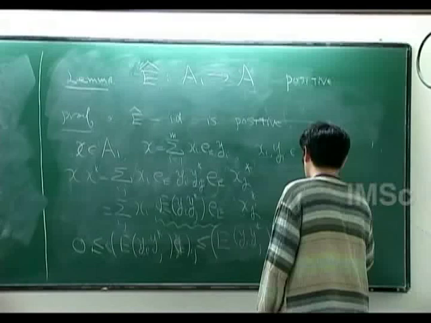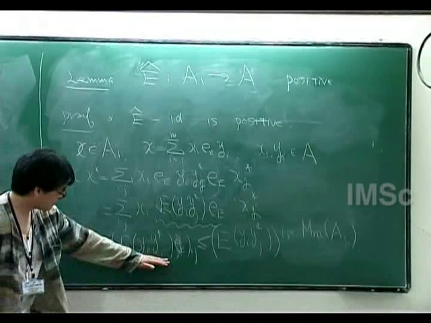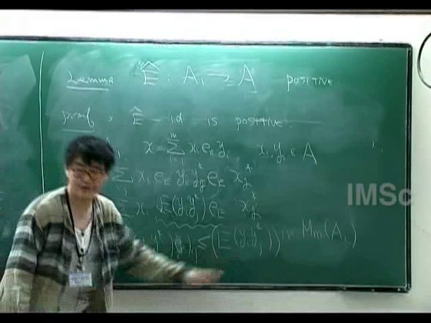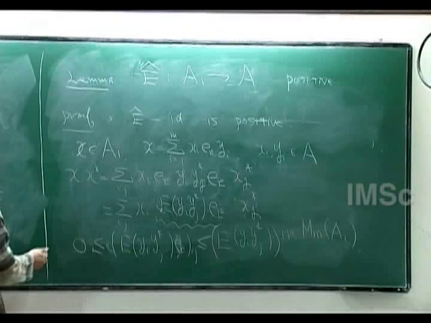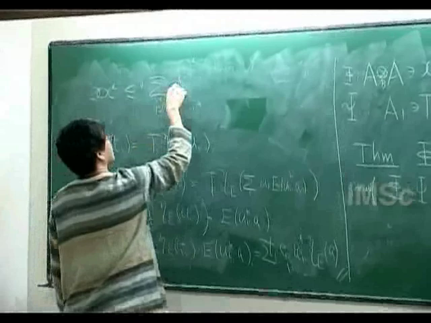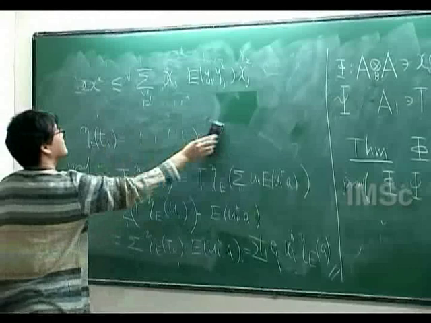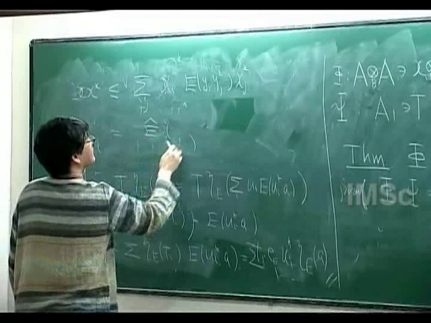In this algebra, Mn, Mm, so this is A1, yes. You see, this is a positive element, and E is a projection commuting with a positive element, so we have this inequality. So, using this fact, we get x x star is dominated by the sum over ij of x yi yj star xj star. And this is nothing but E hat of x x star.